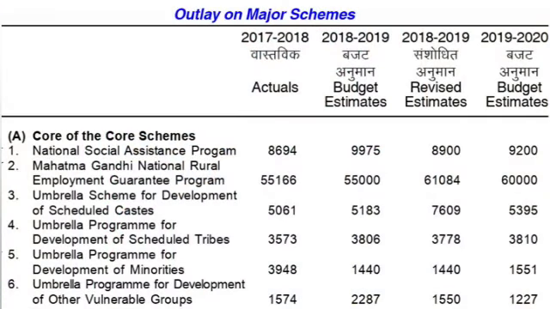First, core of the core schemes. Let me show you. This is the funds. If you see, the highest amount is granted to Manrega, almost 60,000 crores. 60,000 కోట్లు కేవలం ఉపాధి హామీ పథకానికి ఇచ్చారు. కోర్ ఆఫ్ ద కోర్లో 6 ఉన్నాయి. 6లో మన్రేగాకి అత్యధిక నిధులు ఇచ్చారు, 60,000 కోట్లు.